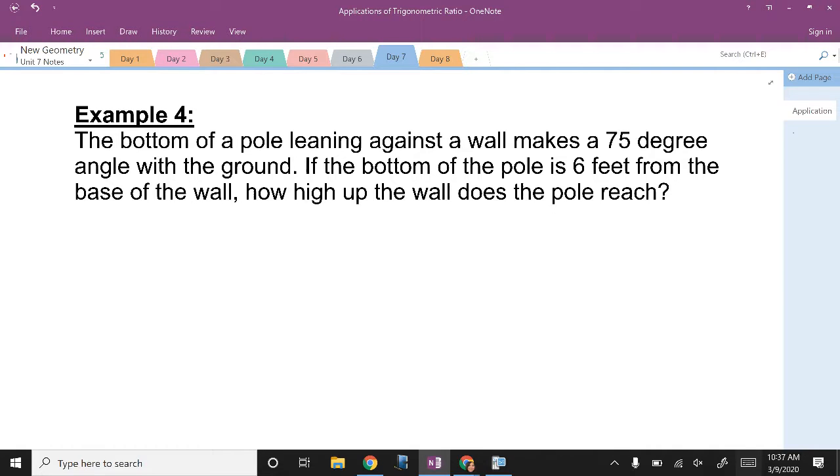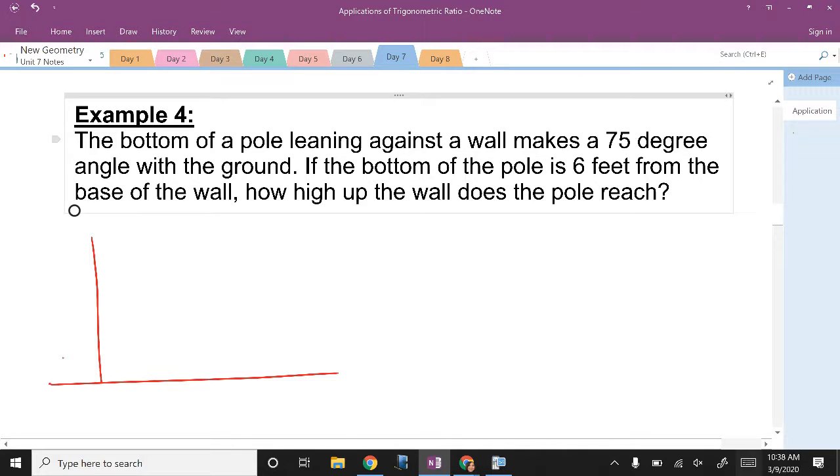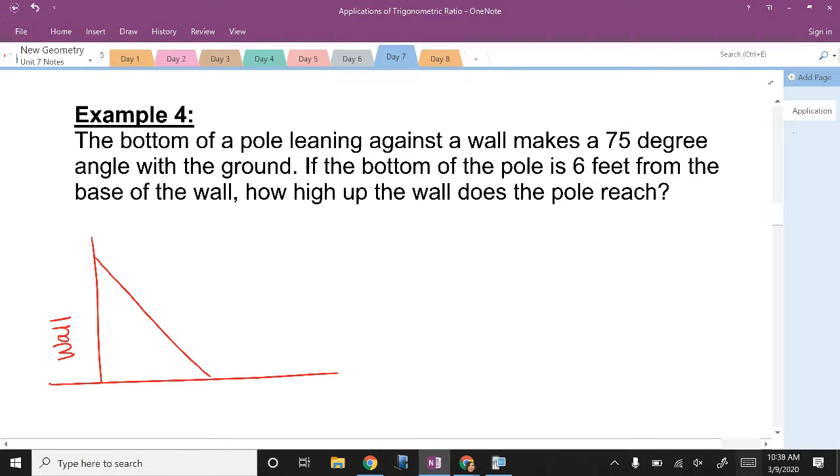Okay, a pole is leaning against a wall. I'm going to say my wall is perpendicular with the ground. So there's my wall, and the pole is leaning against the wall. So there's my pole. Did y'all draw something like this? So the pole is the hypotenuse. It makes a 75-degree angle with the ground. So where does the pole meet the ground? Up here or down here? Down here, at the bottom. So that's a 75-degree angle right here.